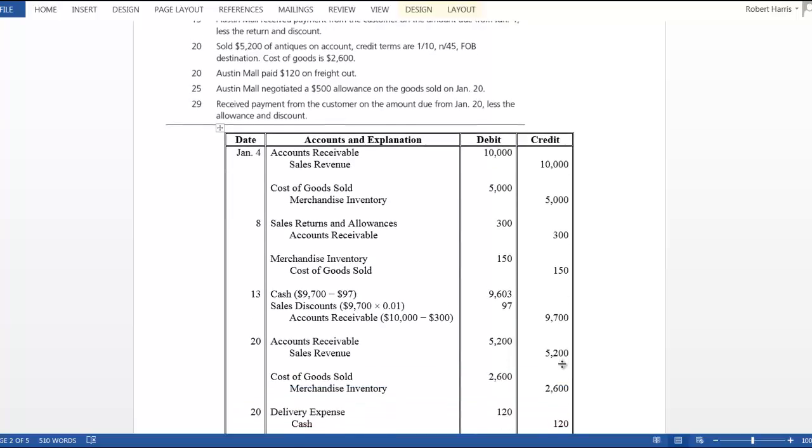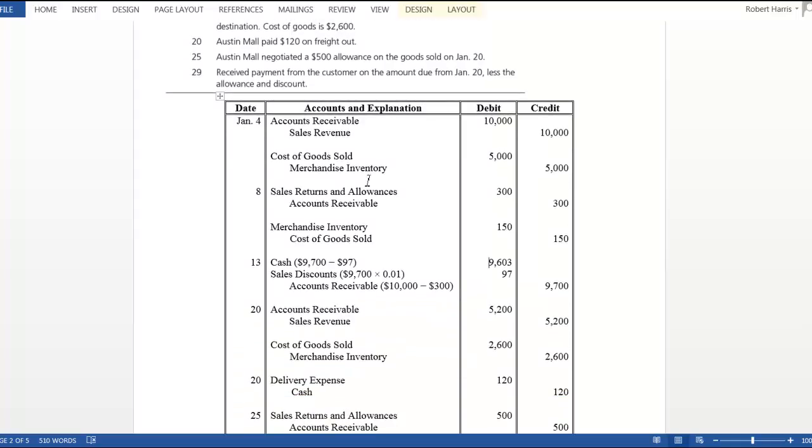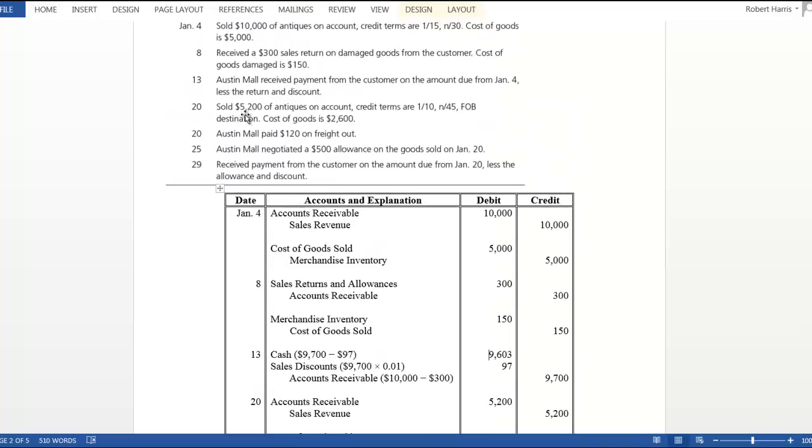Let's take a look at some more of these. We're going to pay it says Austin Mall paid $120 on freight out. Now, oops, did I skip something? On the 20th, oh sorry, the first part. We sold $5,200 of antiques on account. Credit terms 1/10, net 45, FOB destination, and the cost of goods sold on those is $2,600. Remember, if we're the seller, we are the ones paying the shipping cost if the terms are FOB destination.